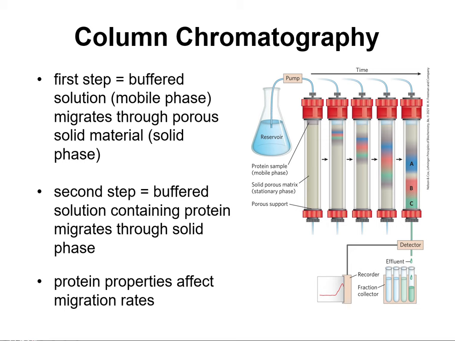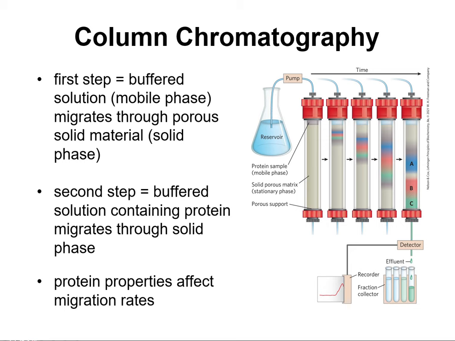The first step with any column chromatography is you have a buffered solution, which is called your mobile phase, that migrates through some kind of porous solid material, and that's called the solid phase. That porous solid material can have different properties that you're going to exploit. It could be charged, or it could have some kind of a ligand that your protein is attracted to and will bind to. So that mobile phase is the buffer that makes your solid phase ready to receive your protein. Okay.